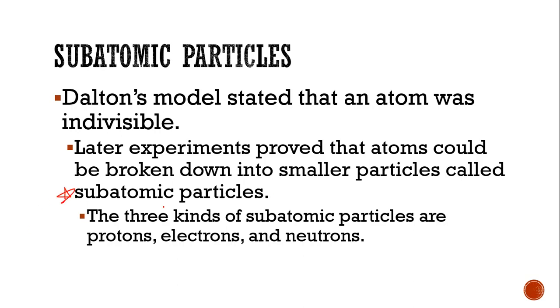And there are 3 types of subatomic particles we are going to talk about today. The first one is the proton, the second one is going to be called electrons, and the third one is called neutrons. These 3 are very important to know. They are going to play a key role in this chapter.